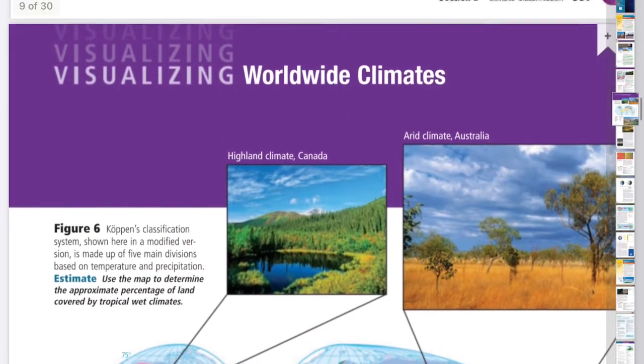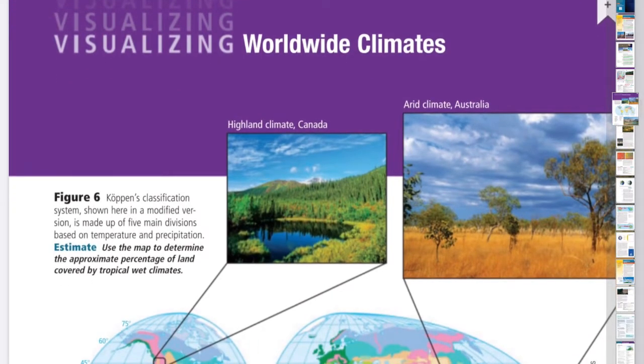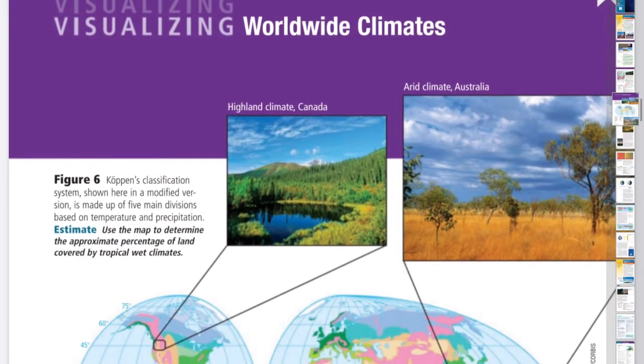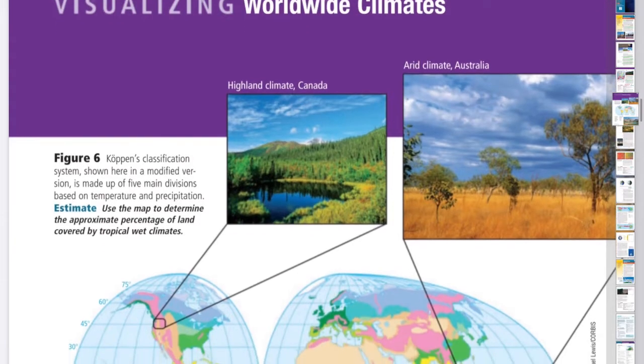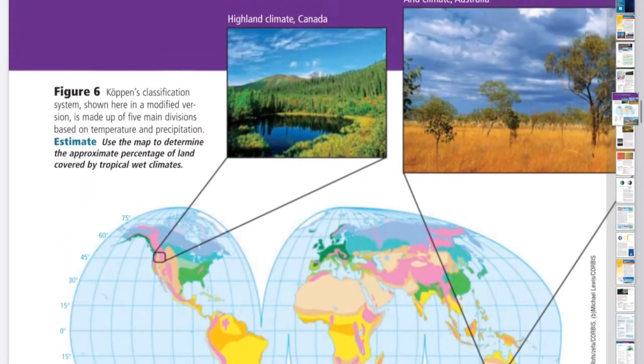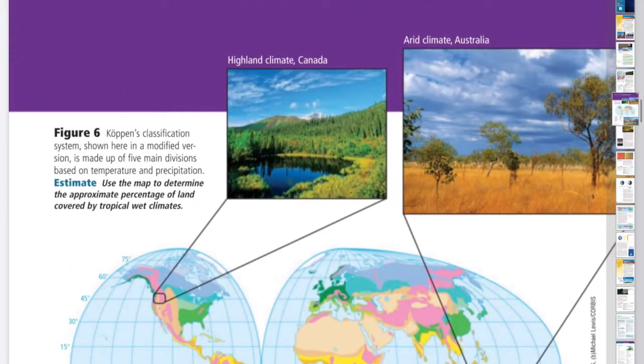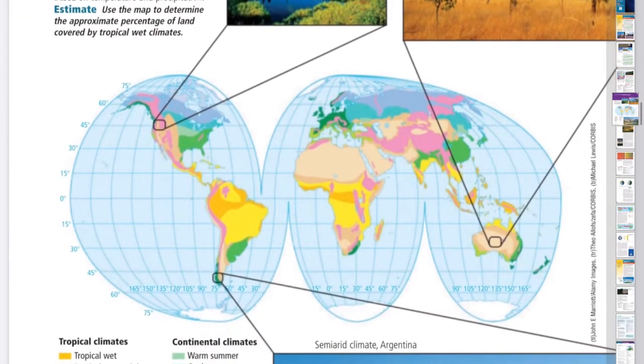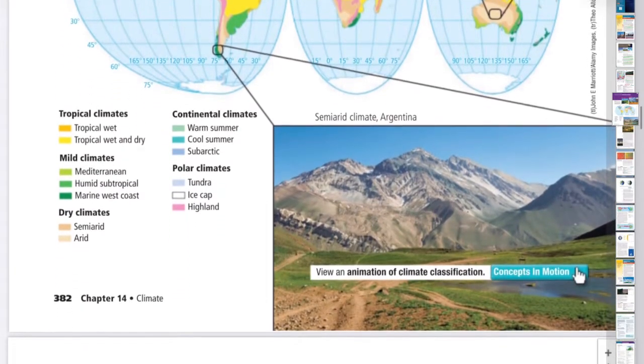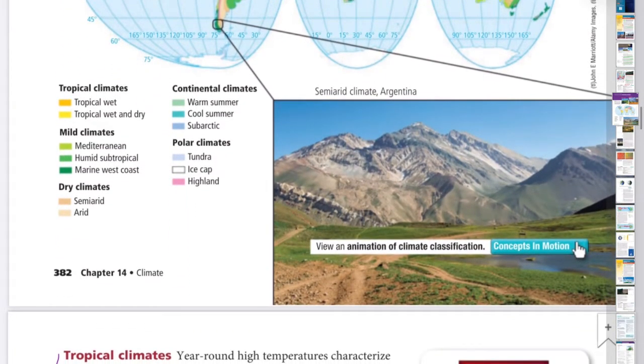All right, worldwide climates. So Köppen's classification system, shown here in a modified version, is made up of 5 divisions based on temperature and precipitation, and then there are subdivisions of those. Okay, so we have some examples here of a highland climate in Canada, an arid climate in Australia. You have a semi-arid climate in Argentina.